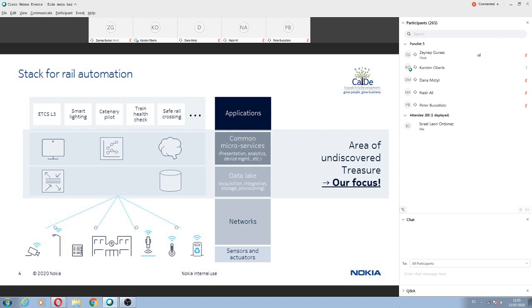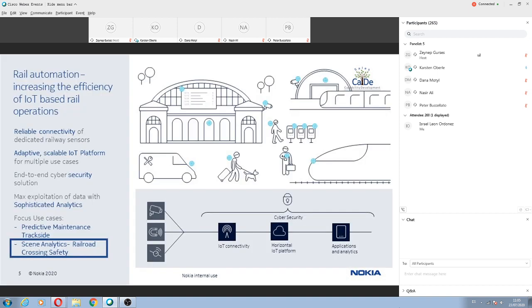And when we look a bit end-to-end, we are usually dealing with sensors, with the connectivity to connect the sensors and cameras and so forth. Sometimes we have to deal also with an IoT platform like Impact, and then on top of it, the cybersecurity around, and then the analytics on top.